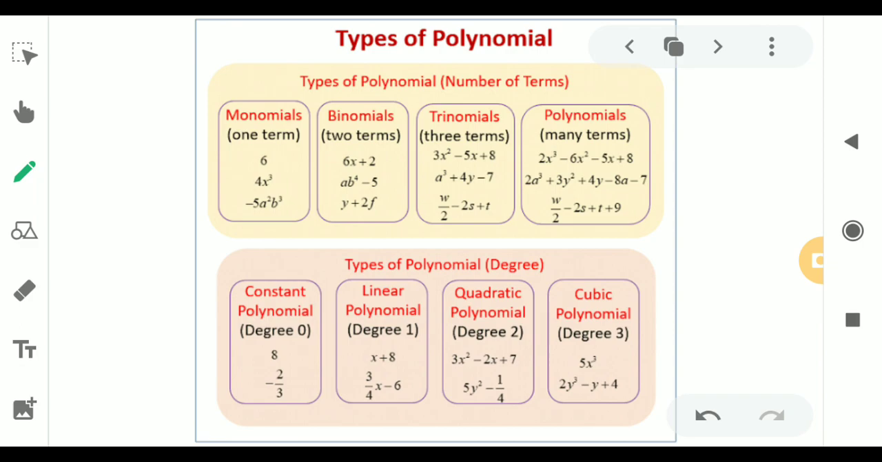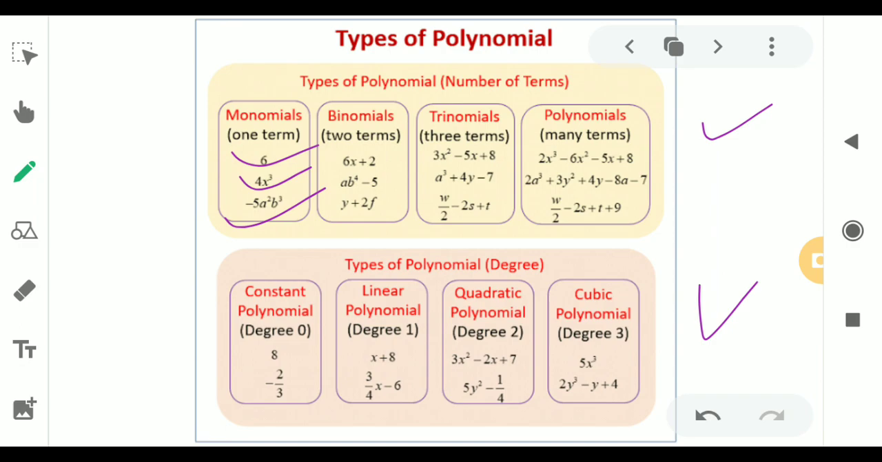Now we are going to see what are the types of polynomial. Types of polynomial can be differentiated by two things. One is number of terms. One is the degree. Here, see this. Here only one term is there. Here only one term is there. Here only one term is there. So these are called monomial.